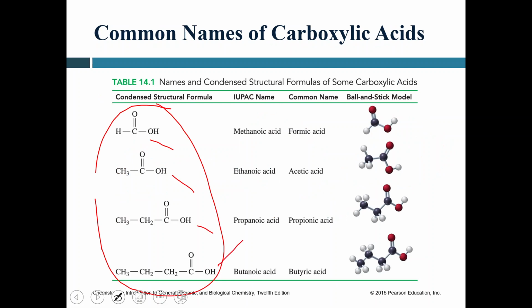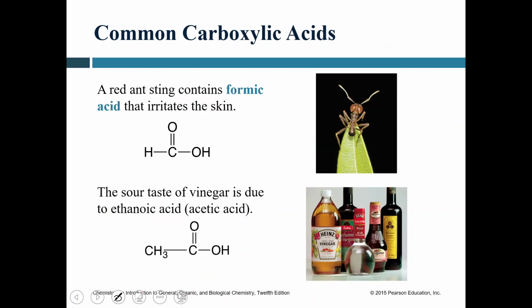the common names. Formic, interestingly enough, methanoic acid can be isolated from ants. Acetic, propionic, and butyric. Since I mentioned that formic acid can be found in ants, you literally can isolate the acid from ants. That's what irritates the skin after an ant bite. And acetic acid is the key component of vinegar and many other products that contain acetic acid.